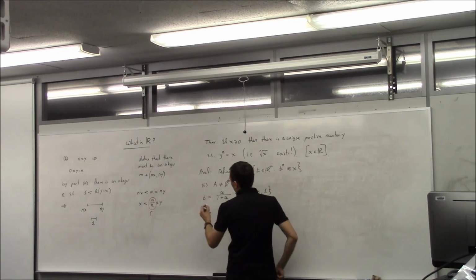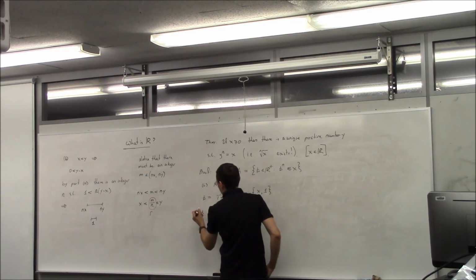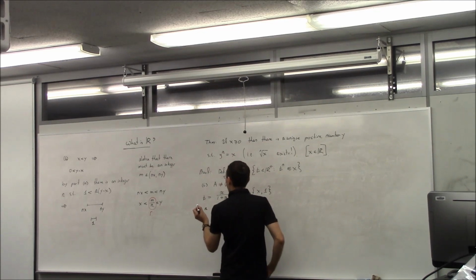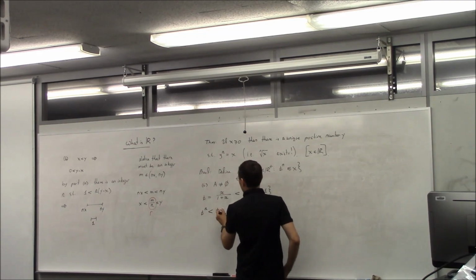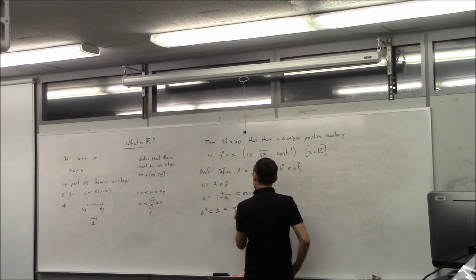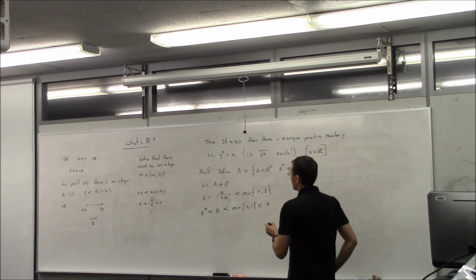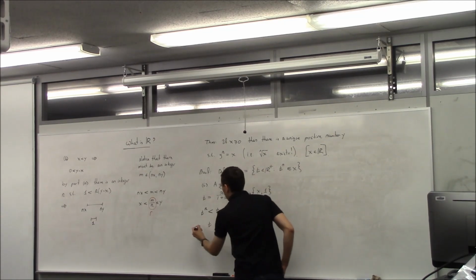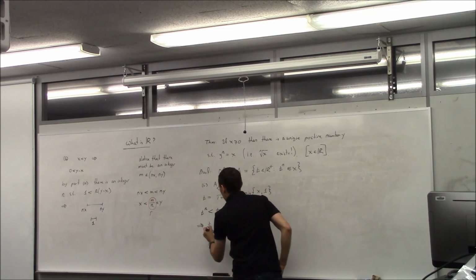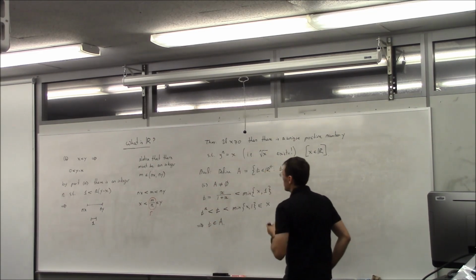So then what follows is that if I take t to the power of n, that is going to be smaller than t, which is smaller than the minimum of x and 1, which is less than or equal to x. So t is in the set. t belongs to A. So it's not empty.